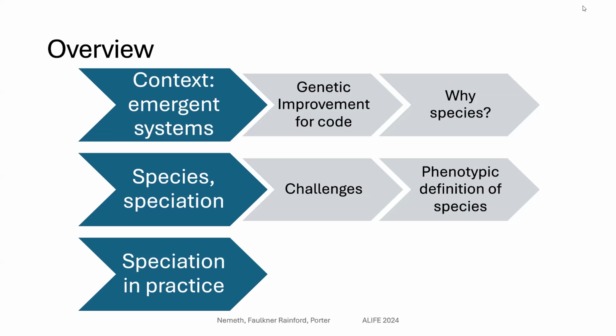And finally, we need to clarify why we need species. Once we agree that we need the notion of species in this research, I will introduce the challenges related to the genetic improvement specifically and what we propose as a phenotypic definition for species. Finally, I will show some examples.